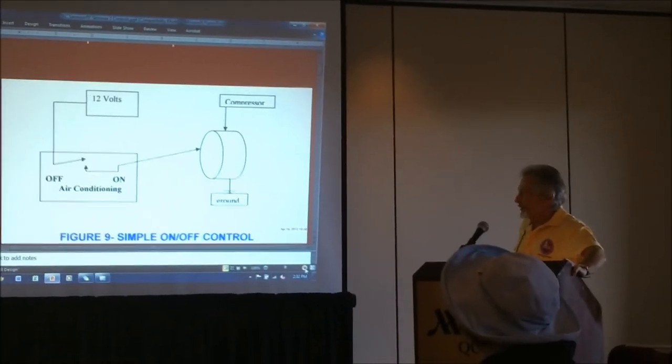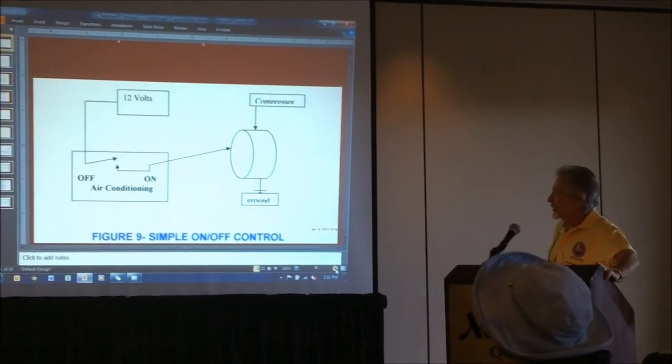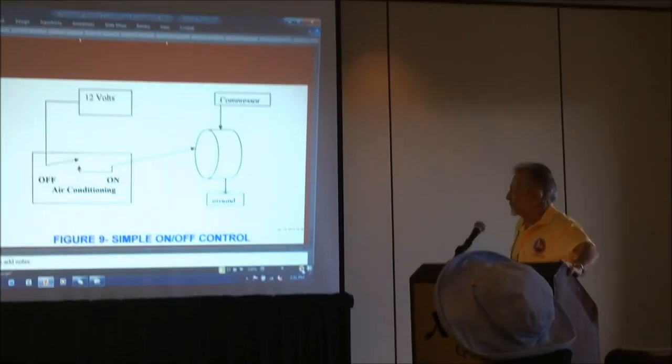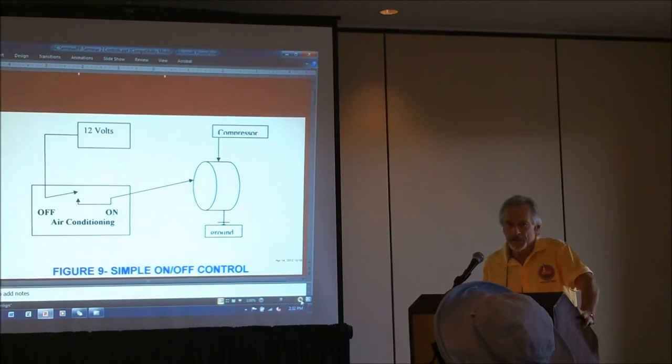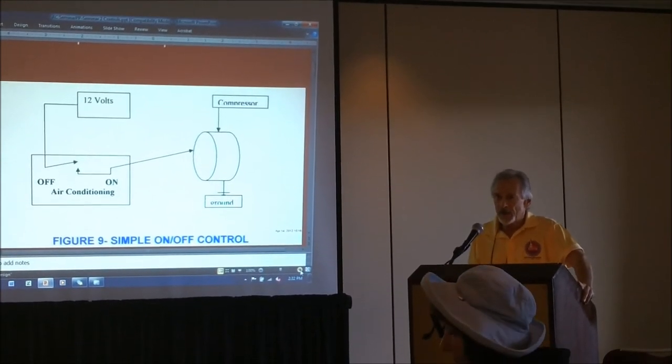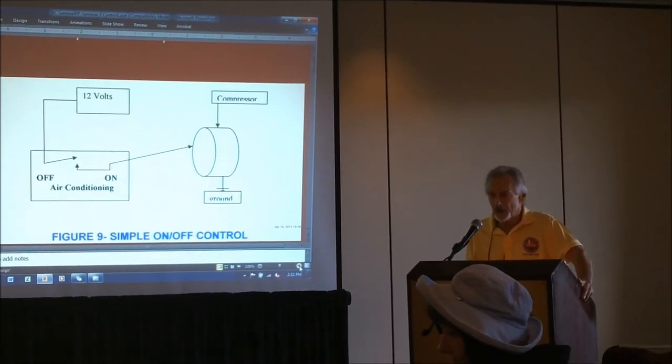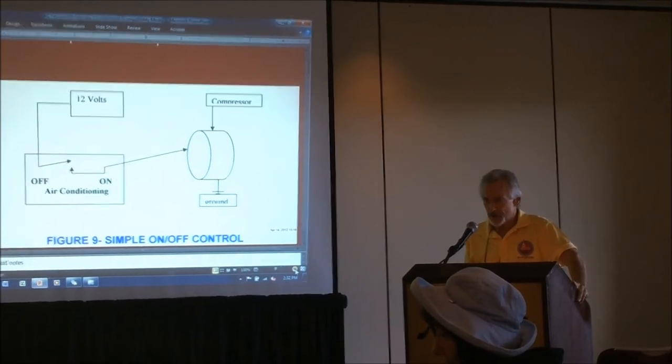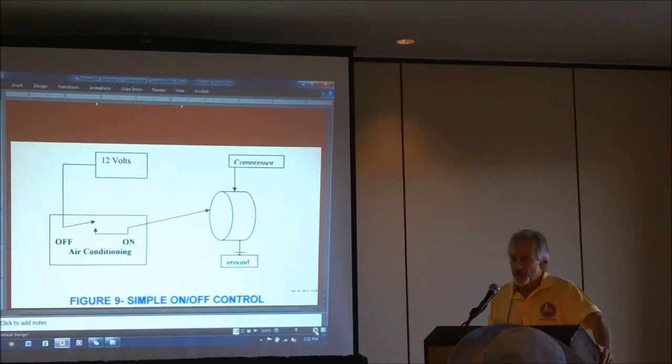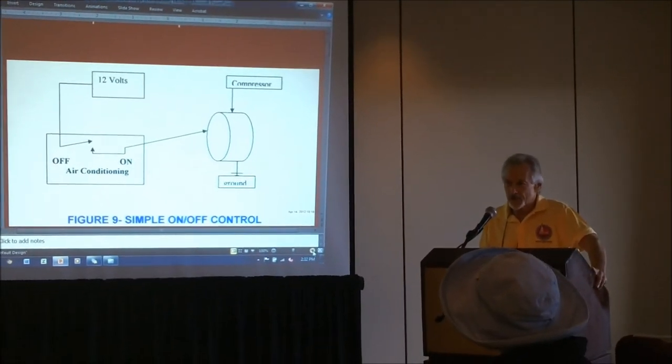The 12 volts goes to the switch, then the compressor, and of course the fan would be on. It was the simplest type of automotive air conditioning control. When you wanted air conditioning, you turned the switch on. When you didn't want it anymore, you turned it off.